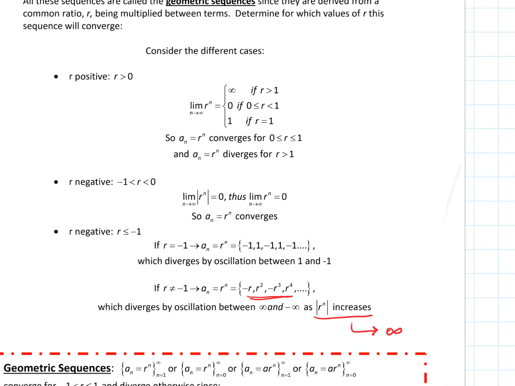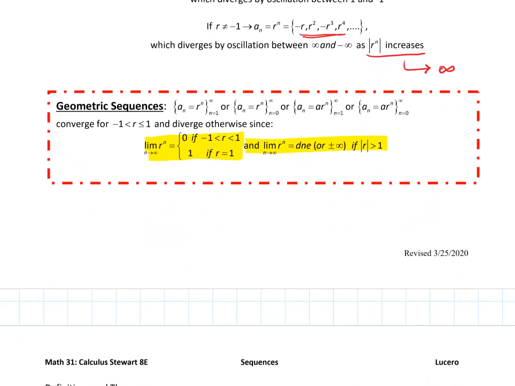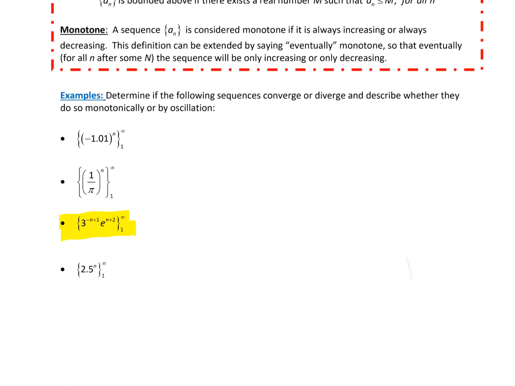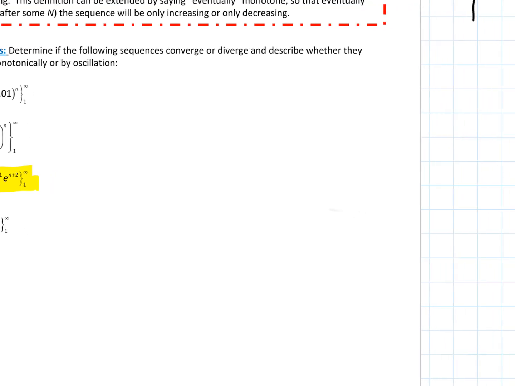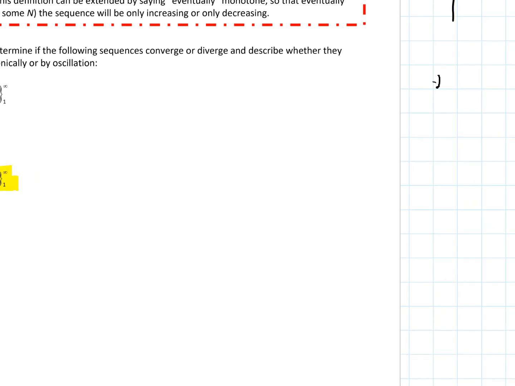All right, let's do one more example, and then we can save a couple of these and do them during the class sessions. So here's a few examples. I'm going to grab the one that's highlighted there, the sequence defined as 3 to the -n plus 1 times e to the n plus 2 from n equals 1 to infinity.